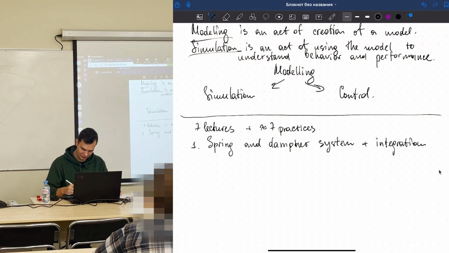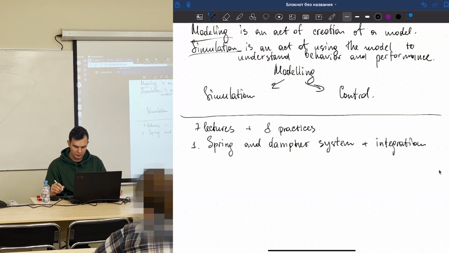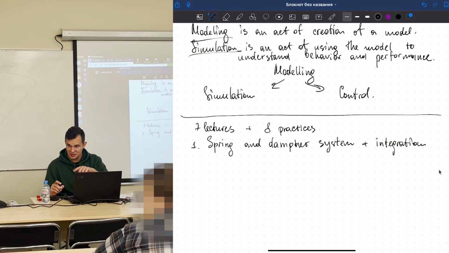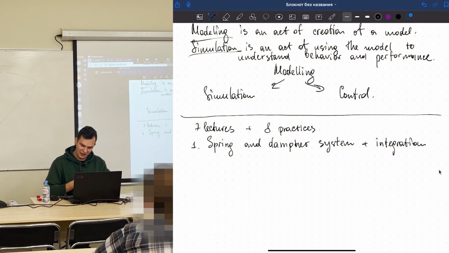We have 8 practices. 8, great. Maybe there is a mistake there because I've seen that I have 6 lectures. Maybe there is a mistake and it's supposed to be a lecture instead of a practice. So I will put a star here, so it could be different. So integration. We're going to talk about this a little bit.